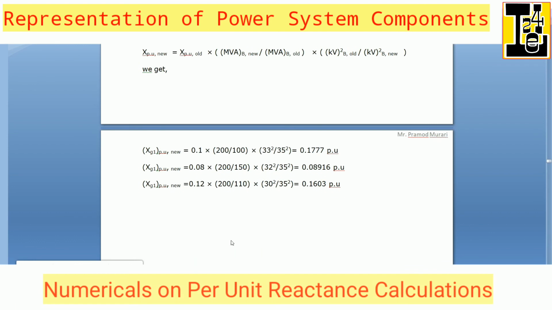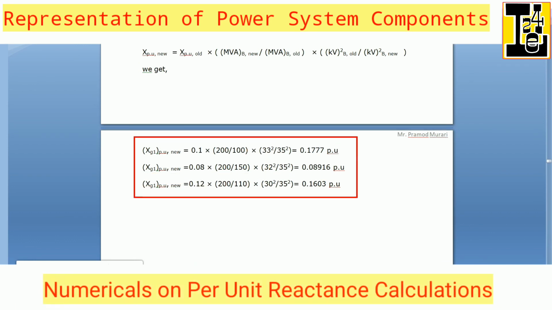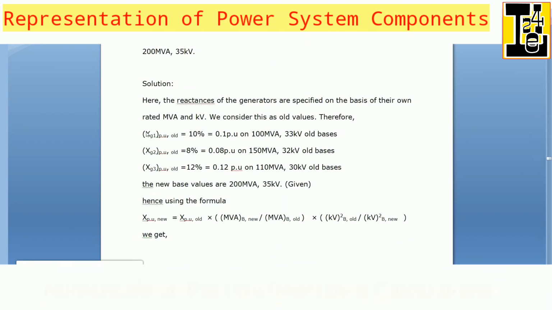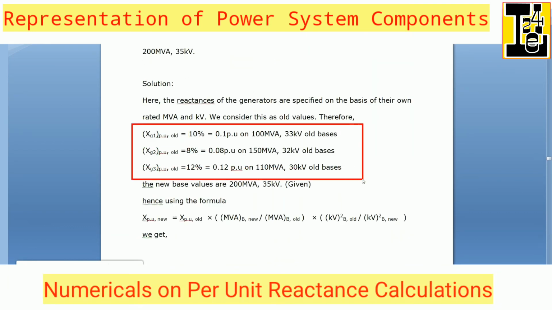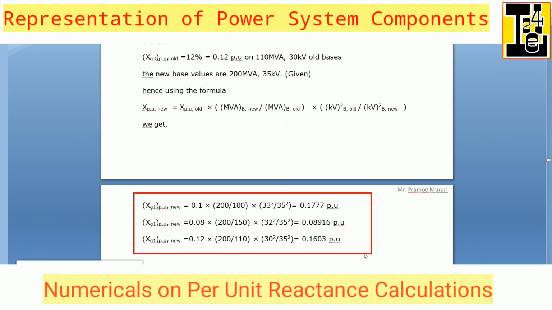So using this formula, we can calculate all the new per unit reactances by considering the given ratings as old values and calculating the new ones. So this is the answer for this problem.